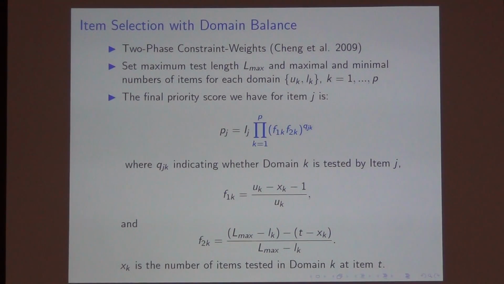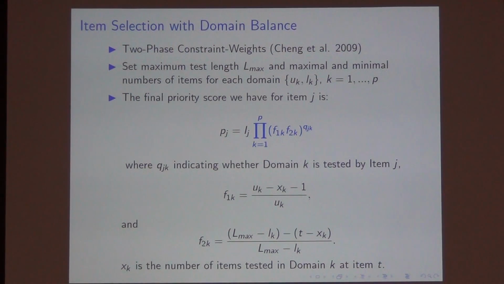You can see, if the domain is tested too much, F1 will be smaller and it downweights the domain. On the other hand, if it is tested insufficiently, F2 will be large, and compared to other ones, of course, there's a better chance that an item from that domain gets selected.